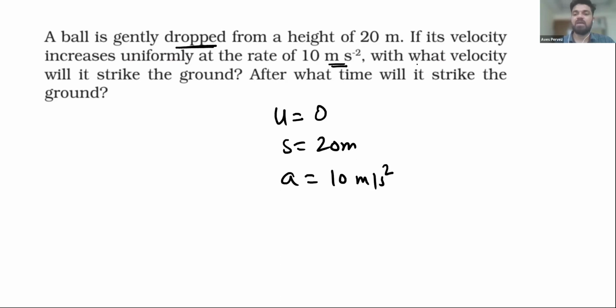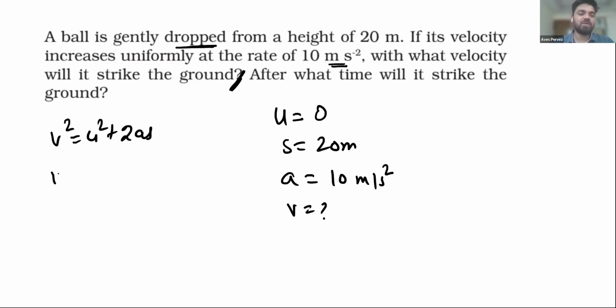Sometimes the exact word is not given to you, but you can predict the physical quantity just by using its unit. So with what velocity will it strike the ground? Final velocity is being asked. What is not being given and not being asked? t is not being given, not being asked. So in which equation don't we use t? The third one: v square is equal to u square plus 2as.